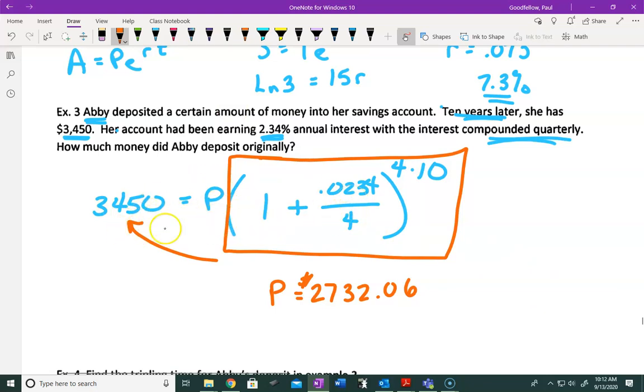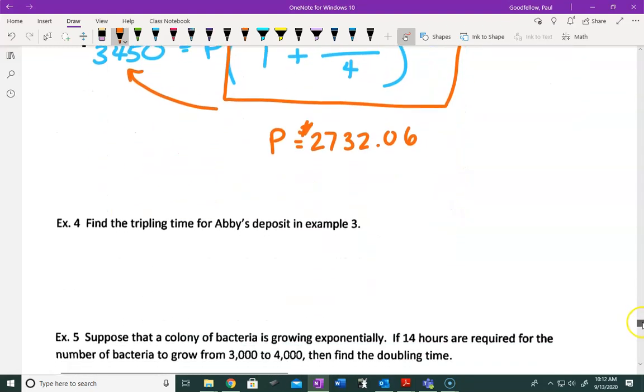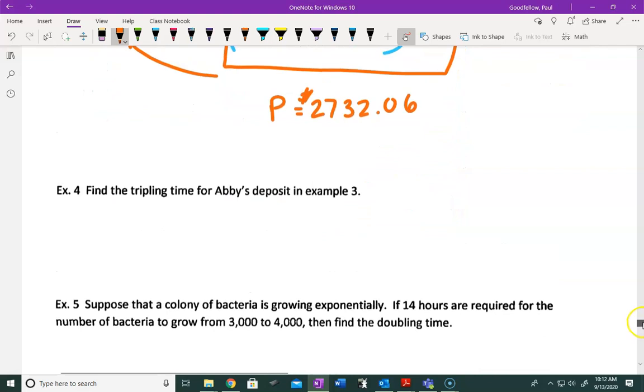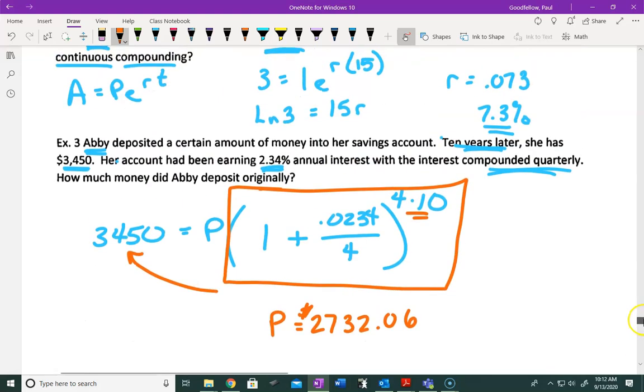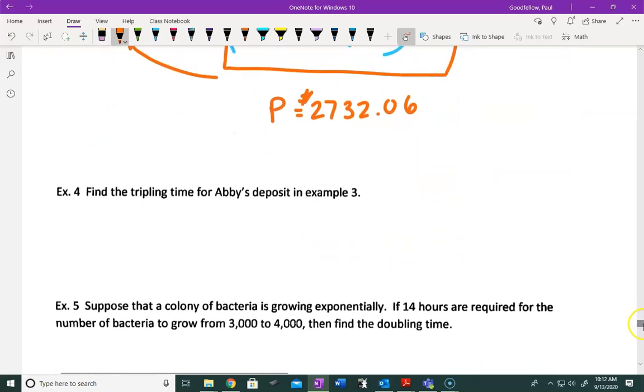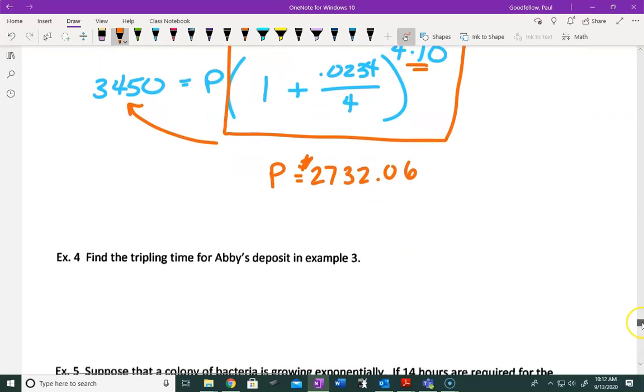All right. So ultimately, really look at your solving premise. Many times when you're solving for stuff that's in the lower part, it's pretty much just a division concept. But as soon as you start solving for things that are in the exponent, you're definitely dealing with a logarithm to get it to come down. The tripling time for Abby's money here, how much time is it going to take for her to actually triple it?